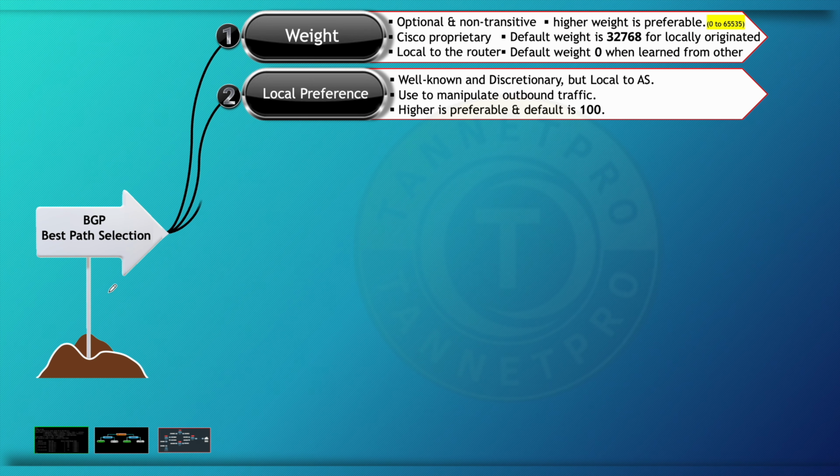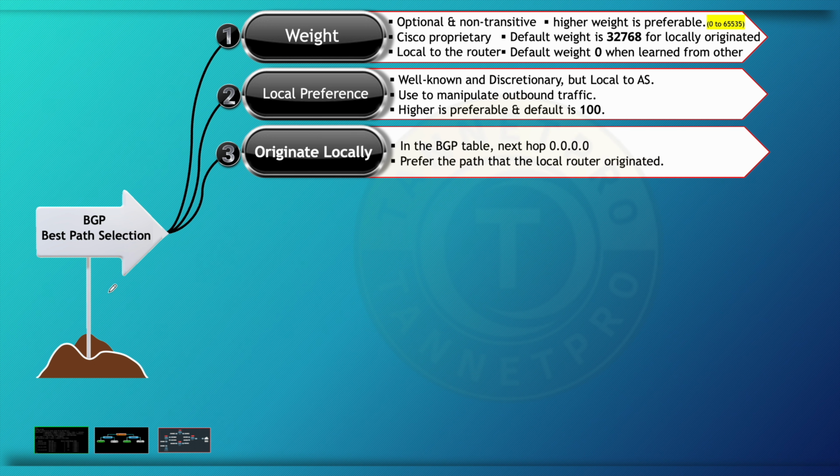Okay, hope you understand. Now the next attribute is originate locally. As its name clearly says, originate locally. If you configure any network within your router, that will be considered as originated locally, right? And prefer the path that is originated locally, because if you configure any network within your own router, that network will be considered as originated locally, because you are originating the network locally within your router, right? So this is the third attribute, I would say.